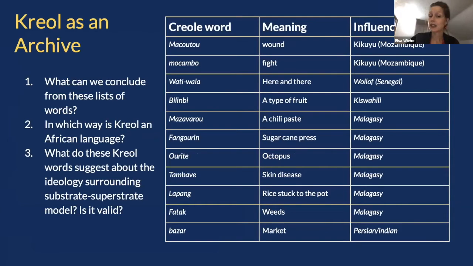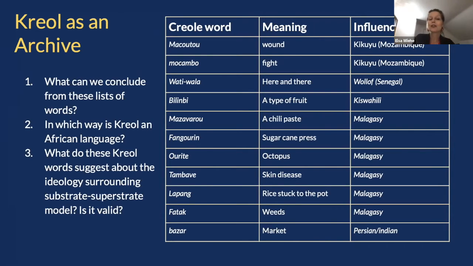So now we want to turn our attention to Creole itself as an archive. This might tell a little different story than what the linguists say about substrate and superstrate. Just to recall, the vocabulary being the superstrate of the dominant language, and then the substrate grammatical situation. So this is a list of vocabulary words.